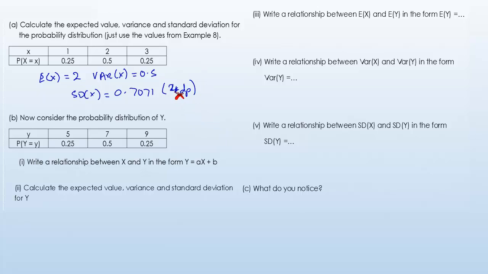Let's tidy that up. I don't like it when it looks like that. So 4 decimal places.